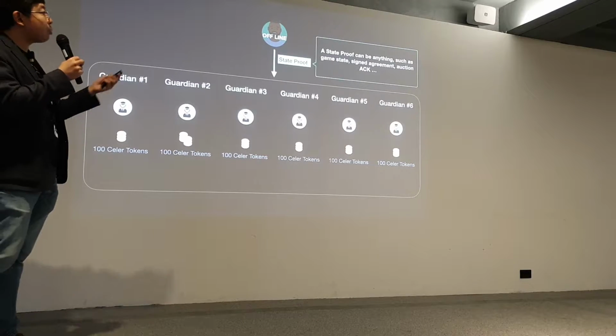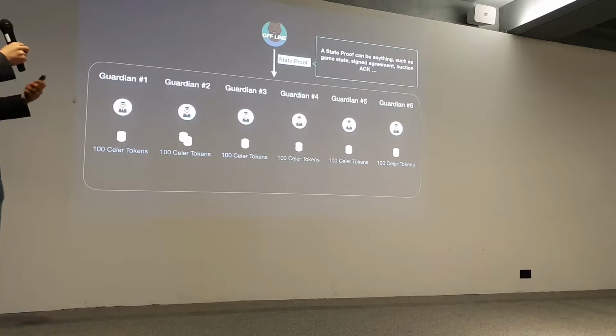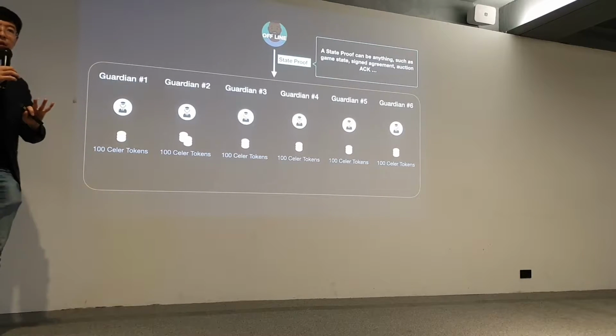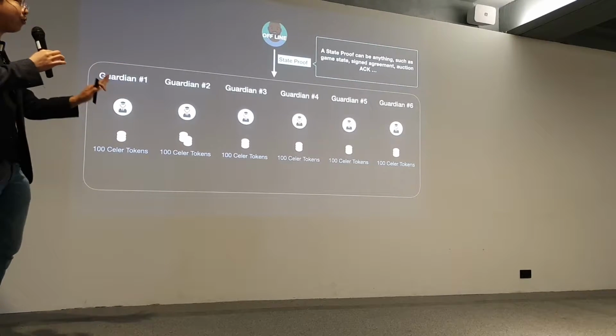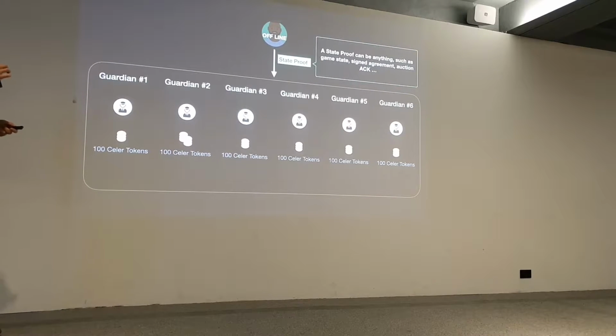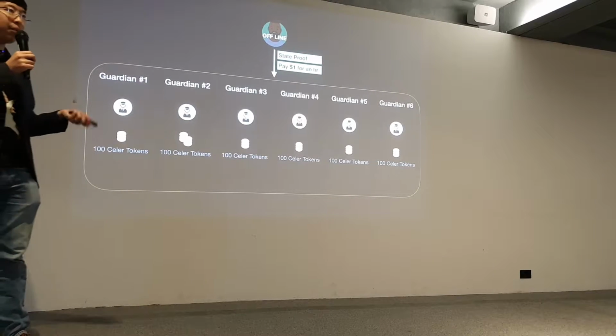And the state proof here can be really anything. It can be a game state, it can be a signed agreement, it can be an auction acknowledgement. It provides a very, very homogeneous interface for the user. Now, the immediate question to ask is how many state guardians will be guarding your state, right? Well, that is determined by the payment.